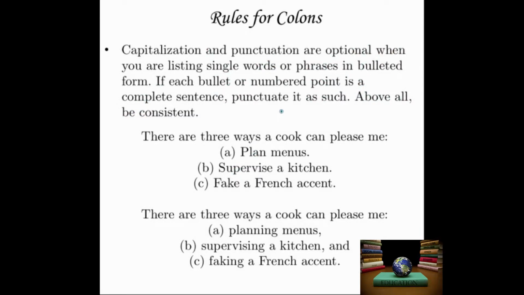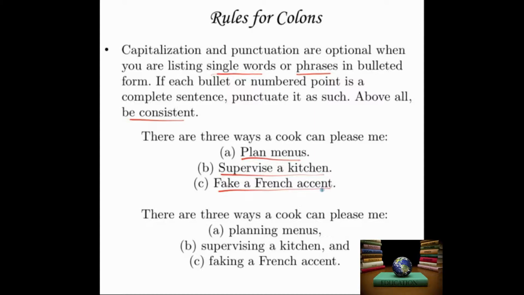All right, next rule. Capitalization and punctuation are optional when you are listing single words or phrases in bulleted form. You all used a bulleted list, I'm sure. If each bullet or numbered point is a complete sentence, punctuate it as such. Above all, be consistent. So, we're going to look at 2 different ways to say the same thing. There are 3 ways a cook can please me. A, plan menus. B, supervise a kitchen. C, fake a French accent.